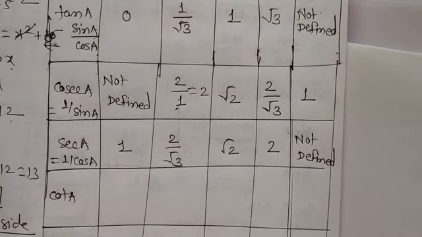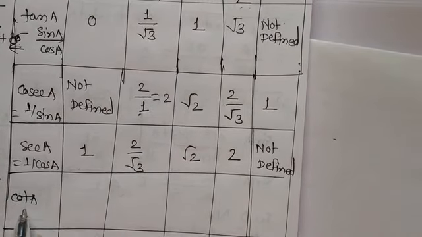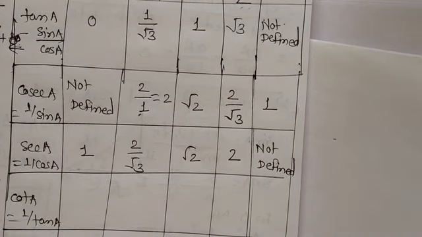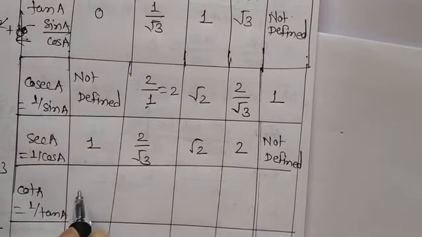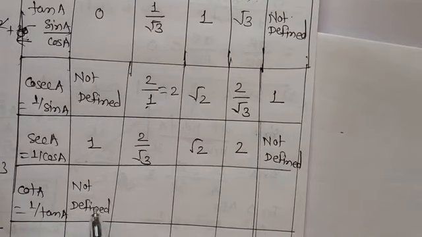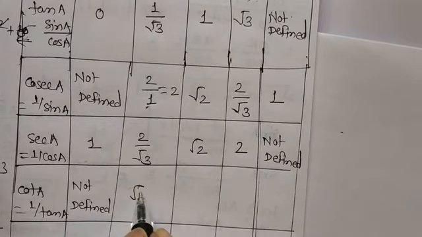Same as cot. What is cot? Cot is again 1 by tan. It is the reverse of tan. Then just write here. What is tan 0? So 0 by 1 is 0, and 1 by 0 means what? Not defined. Denominator of 0 is not allowed. That is infinity.